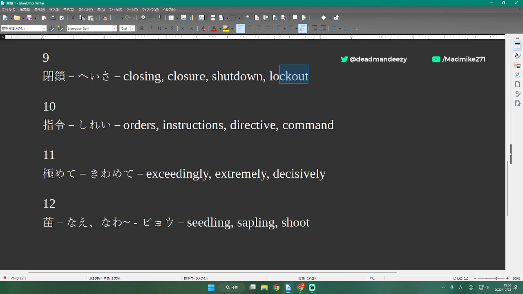Heisa. Closure, shutdown, or lockout. Heisa desu.